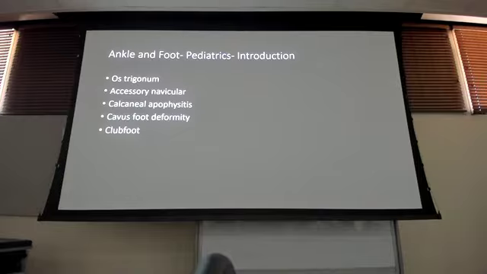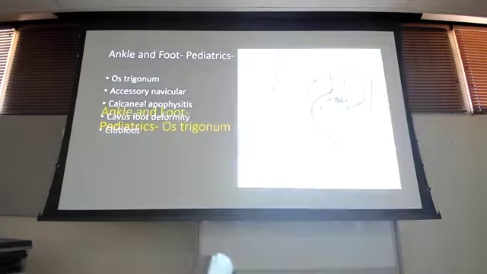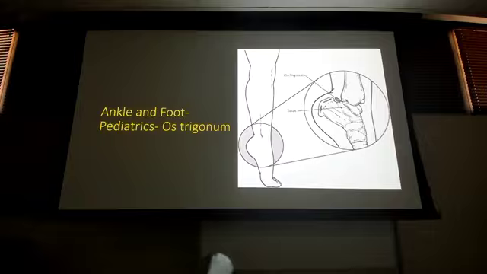All right, so here's a little roadmap today. We'll talk about some of the pediatric complaints that are more common. So that'll be your os trigonum, accessory navicular, Sever's disease, which is calcaneal apophysitis, cavus foot deformity, and then clubfoot. All right, let's move into the os trigonum.